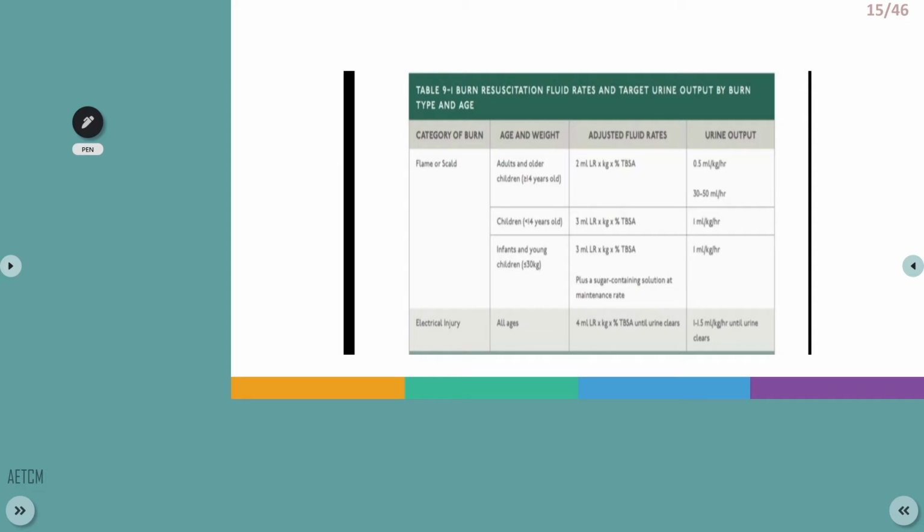Now after getting these two things, we have to decide how much fluid resuscitation to give the patient with burns. If it is a flame or scald, and the patient is an adult or older child, we use the modified Parkland formula: 2 ml of Ringer lactate times the patient's body weight times the total body surface area calculated according to the rule of 9 or the Lund-Browder chart. Half of this is given in the first 8 hours and the next half over the next 16 hours. So the total 24-hour fluid requirement is calculated based on this formula.